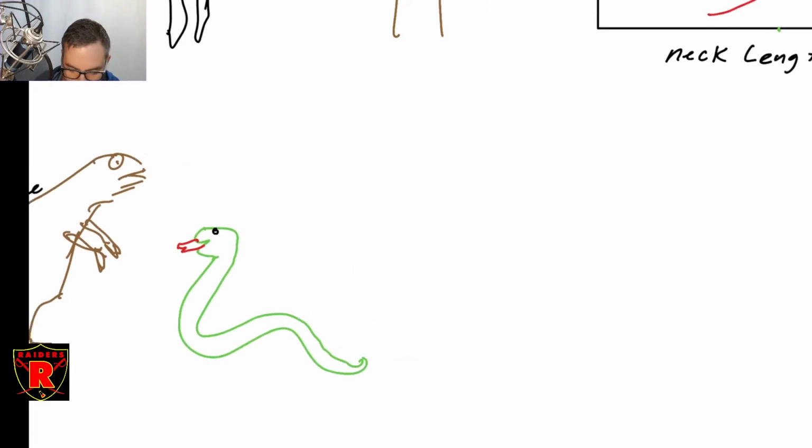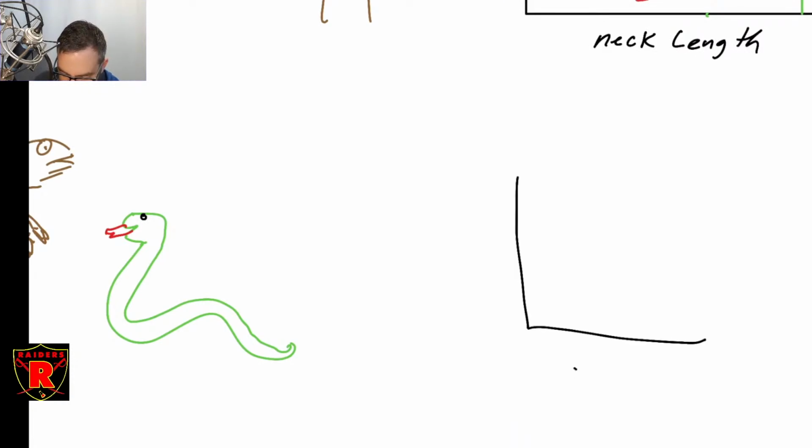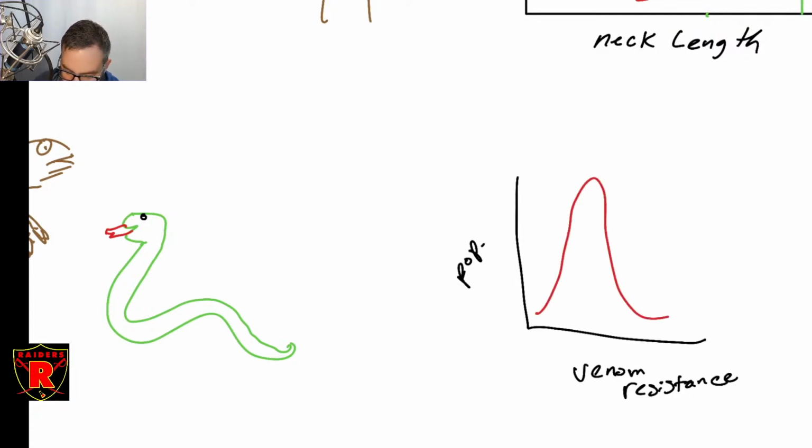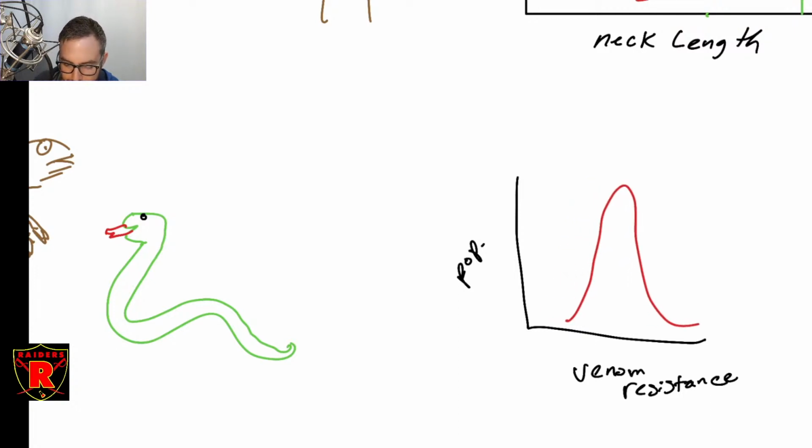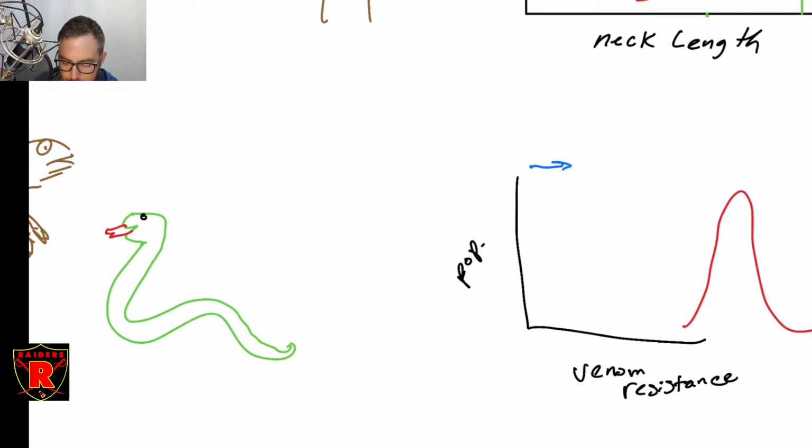And you can think about this going back to the graph here. We have venom resistance and population. Let's say that we've got a distribution like this, but only the ones on the far right are going to survive because they have better venom resistance and they need to eat the snakes. So over time, there's a selective pressure pushing the mongoose in this direction, higher and higher venom resistance.